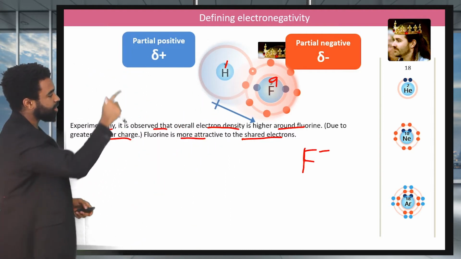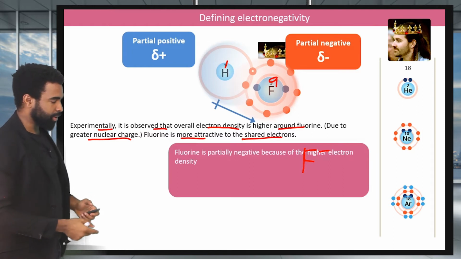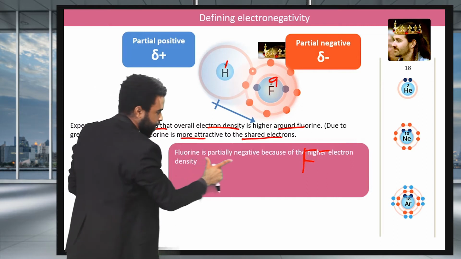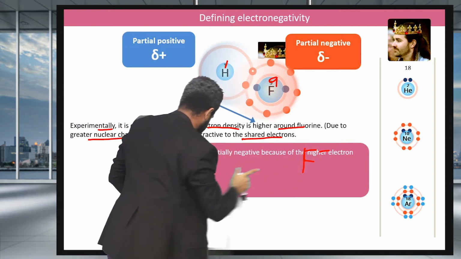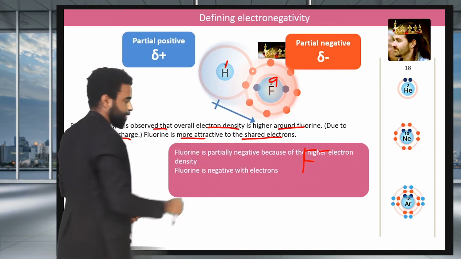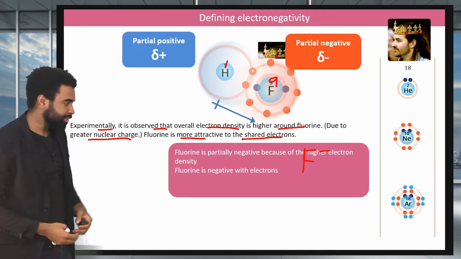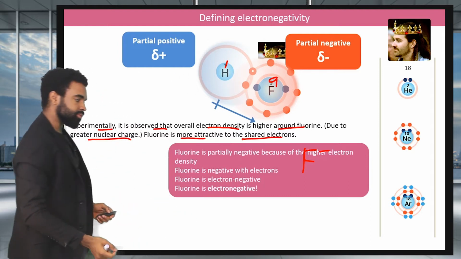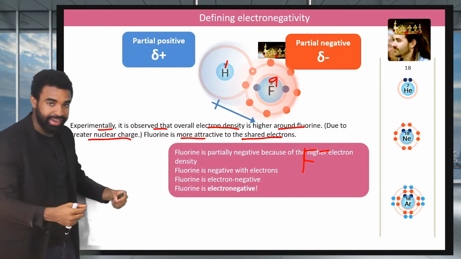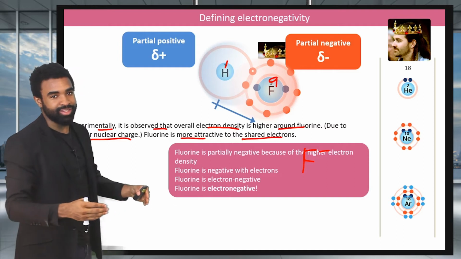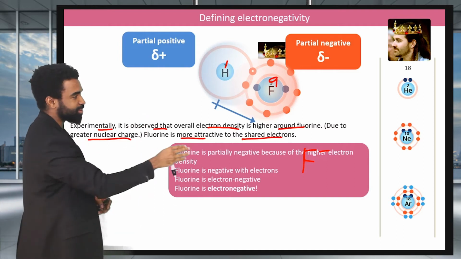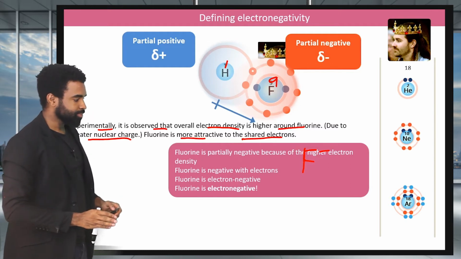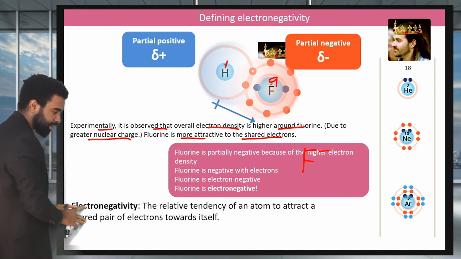Now, how do we get the term electronegativity? In the following way. Sorry, I've written on top of my text, but it says here, fluorine is partially negative because of the higher electron density around it. Right? Fluorine is negative with electrons. Fluorine is electron negative. Fluorine is electronegative. This is the thought process I imagine the person went through when they came up with this term, but I'm not sure.